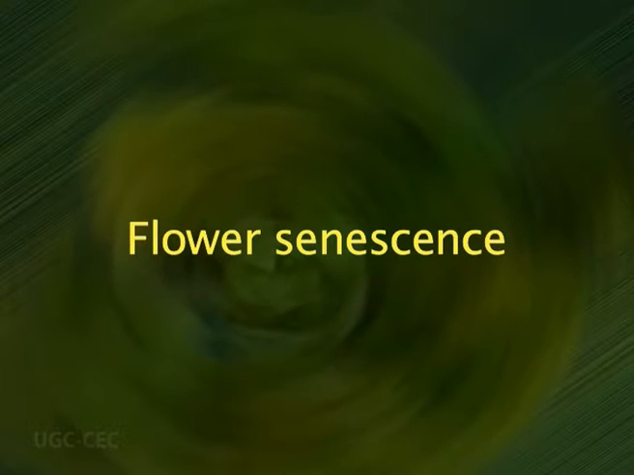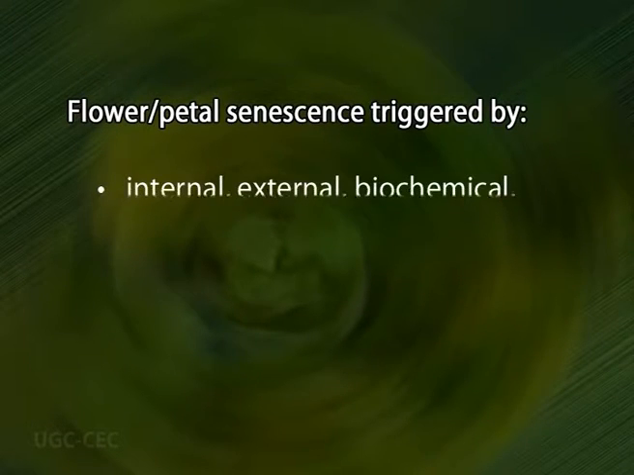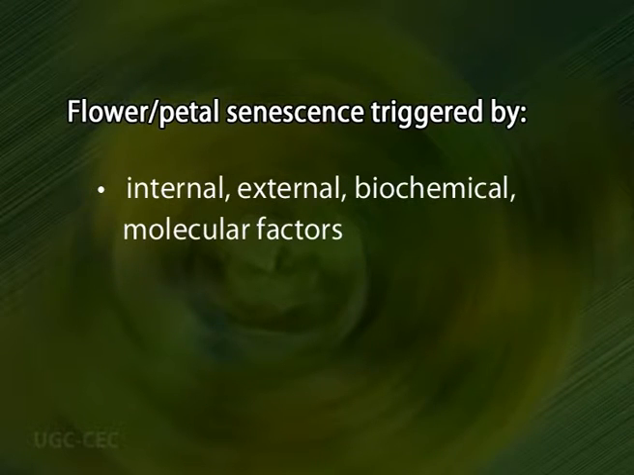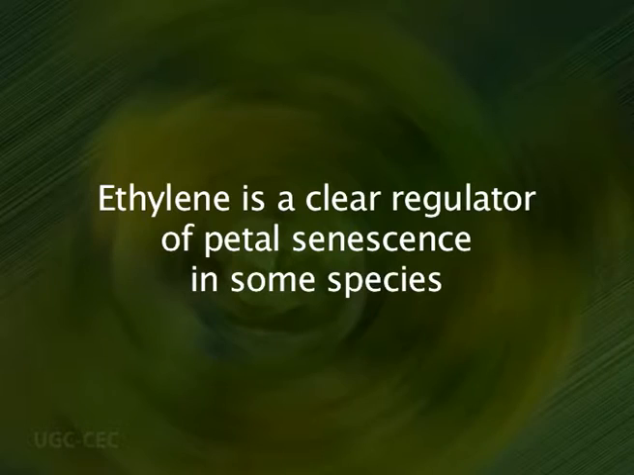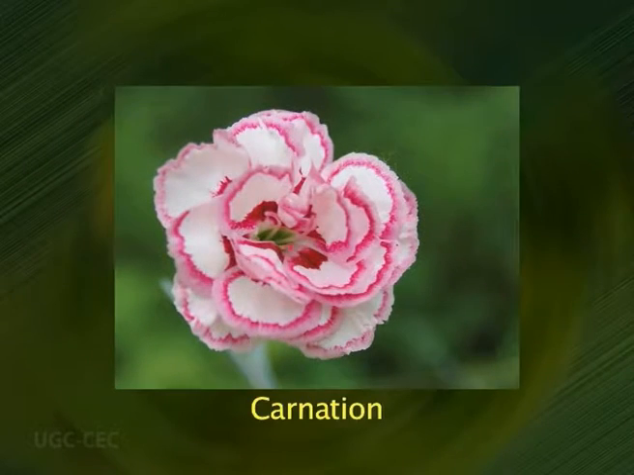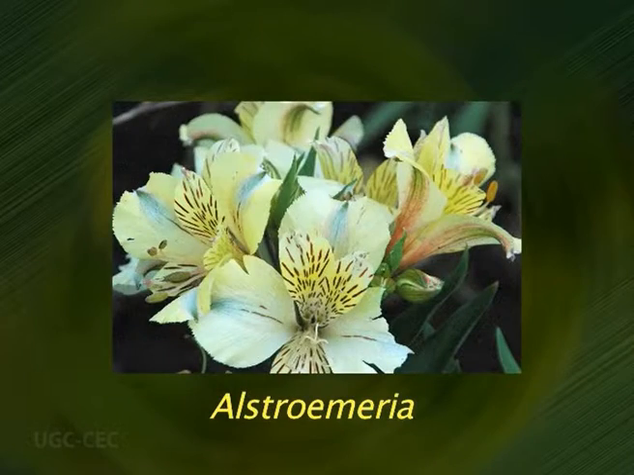After leaf senescence, we will discuss flower senescence. The onset of flower senescence is triggered by a number of internal, external, biochemical and molecular factors, which initiate a series of physiological events orchestrated by plant growth regulators. Among plant growth regulators, ethylene is a clear regulator of petal senescence in some species such as carnation. However, in other species such as iris, hemerocallis, and alstroemeria, it appears to play little or no part.